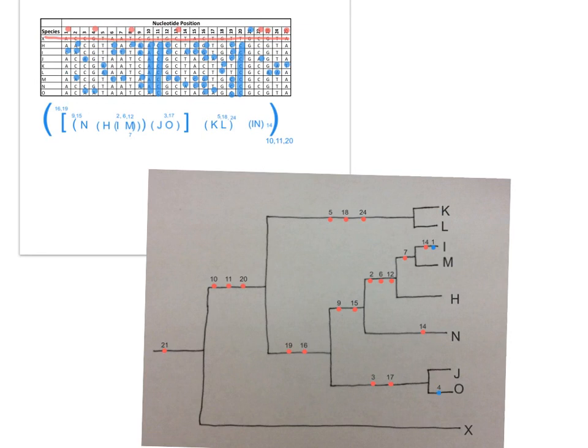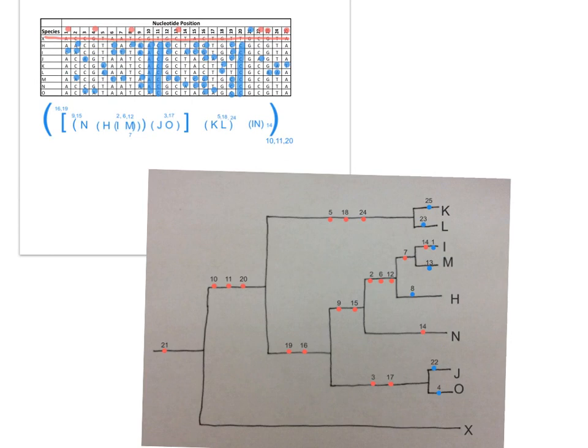Trait 8 will go with H. Trait 13 with M. Trait 22 is going to be with J. 23 will go with L. And 25 will go with K.